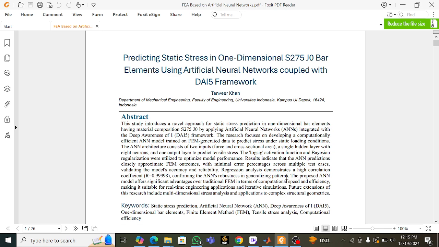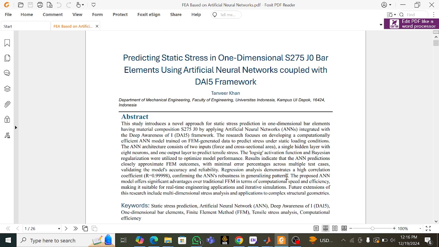So I will start from the abstract. The abstract is generally composed of the main statement, topic statement, objective, methodology, conclusion, and future recommendations. The main statement is static stress prediction in a one-dimensional bar element using an artificial neural network integrated with the diaphragm framework. The objective of this study is to develop an ANN model that is accurate and computationally efficient.